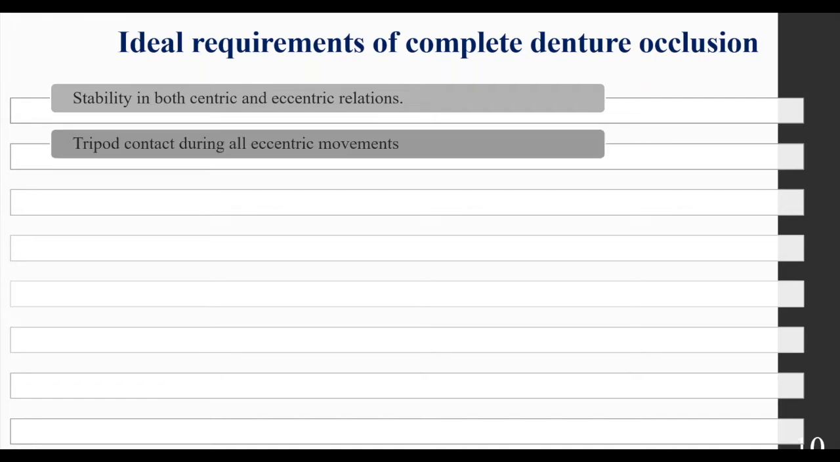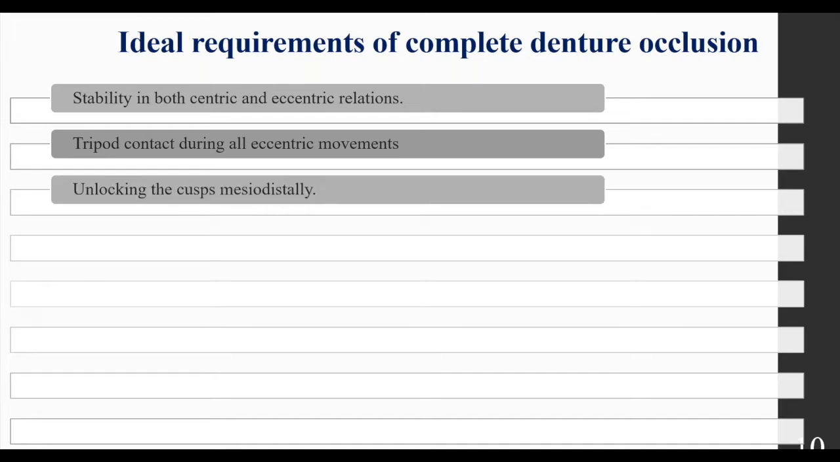There should be balanced occlusal contacts, bilaterally, for all eccentric and centric mandibular movements. There should be a tripod contact present. Unlocking the cusp mesiodistally is to allow for the gradual but inevitable settling of the bases due to the tissue deformation and bone resorption.